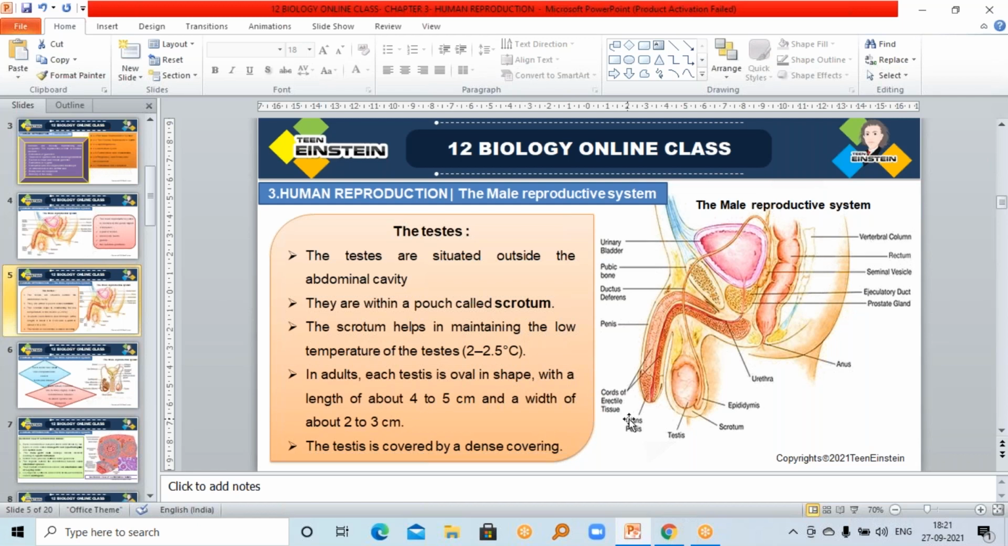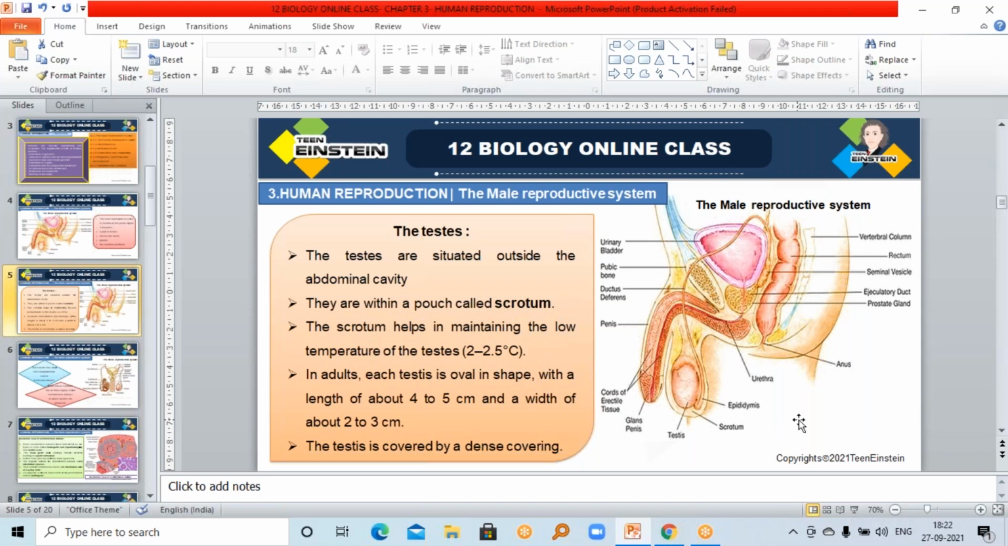But internally, the scrotum is divided into two separate sacs. Outside, it is just a separation mark that is not actually separated, but internally there is a division into two separate sacs, and each sac has one testis. In the scrotum, the testis maintains a temperature around 2 to 3 degrees centigrade lower than the normal body temperature, right?